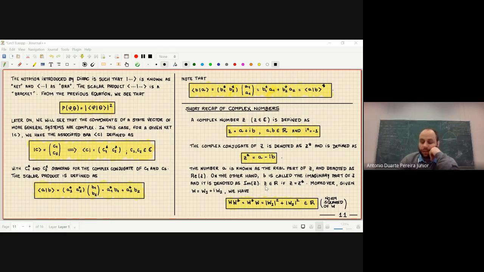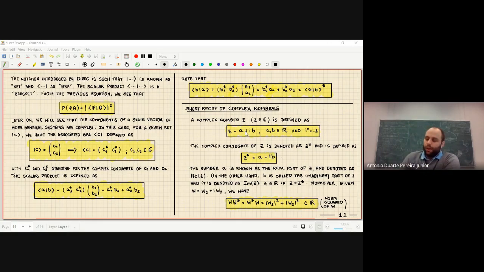And we say that a number z is real if it is equal to its complex conjugate, right? So if you have a real number, then by definition, b must be 0. And then if you take the complex conjugate of a number that has b equal to 0, this is simply the same number. So when you take the complex conjugate of a number and get the same number as before, then this is a real number. Okay?